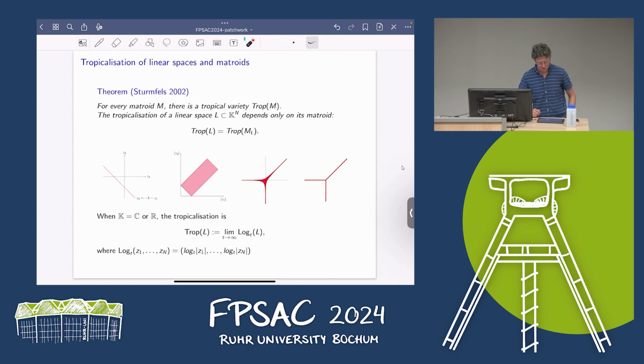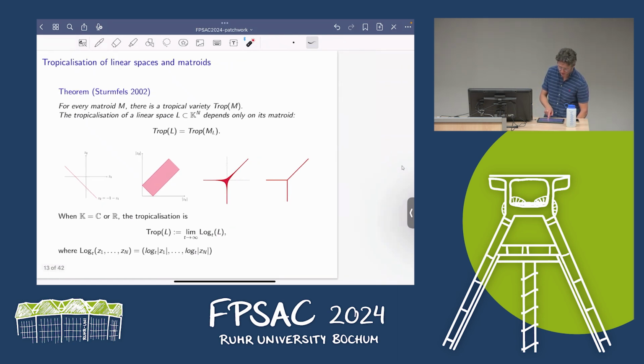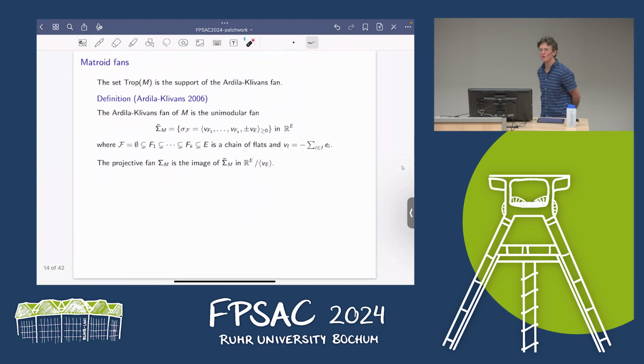For purposes of describing real structures later on, I want a better description of what the set trop M looks like. This set can also be seen as the support of the Ardila-Klivans fan. This is also known as the Bergman fan, but Bergman was studying logarithmic limit sets of algebraic varieties, not matroids at all. It is very related to tropical geometry, but Bergman was working in the context of the last slide, where we took log base t of an algebraic variety. This is something quite a bit more general, and it is not just a set. What we have here is actually a fan structure on this set.